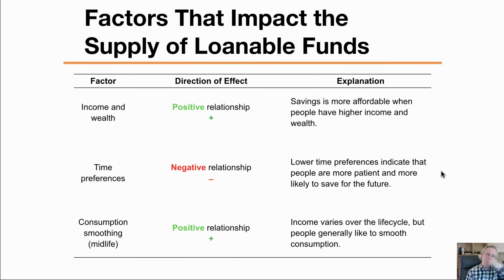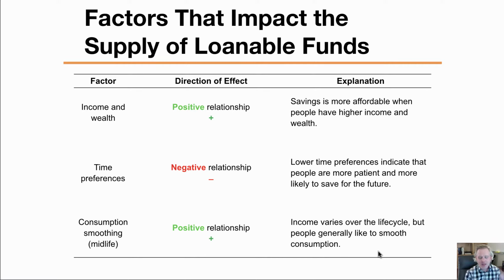With consumption smoothing, we see a positive relationship also between the supply of loanable funds and this variable consumption smoothing. The more that people want to consumption smooth, the more that they need to save in that middle part of their life, in those prime earning years. So income varies over the life cycle, but as people want to consumption smooth more, the supply curve will shift out to the right. So there's a positive. Those variables move in the same direction.